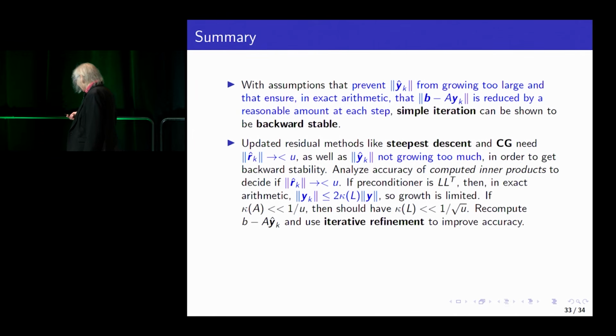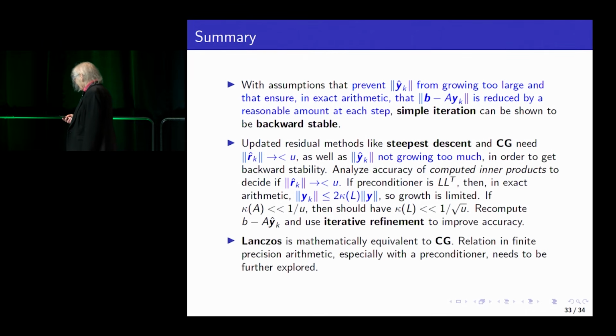If the preconditioner is LL transpose, then the norm of yk can grow. It can grow to the condition number of L, but if we're assuming the condition number of A is less than 1 over u, then the condition number of L is probably going to be less than 1 over the square root of u. So you can recompute the residual and use iterative refinement to improve accuracy. Lanczos is mathematically equivalent to CG. The relation in finite precision arithmetic, especially with a preconditioner, needs to be further explored.